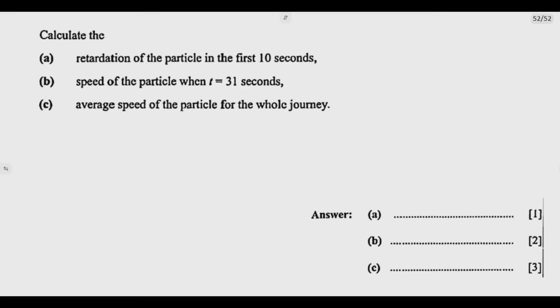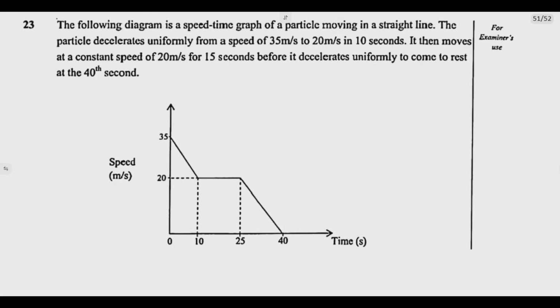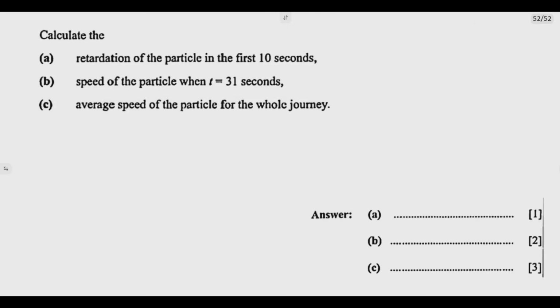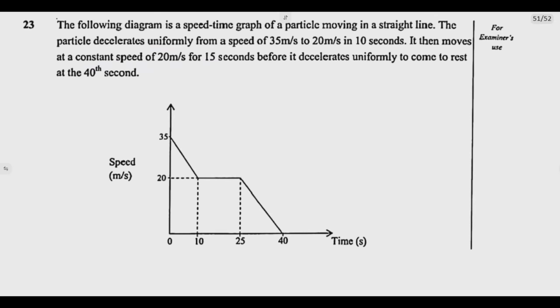Again, this is a question that comes as a standard question in 23. So once you do 2 or 3 of these questions, you should be able to answer this question so easily. If you look at question 1, it's asking us to find retardation, which is the deceleration in the first 10 seconds. So it's this part, this slope. We are looking for this slope because it's going down, so it's a negative acceleration.